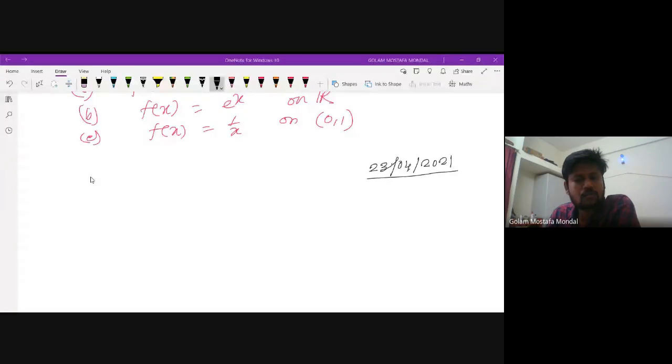Okay, so today we will solve some problems using Weierstrass's approximation theorem. So we will start by solving an easy exercise.